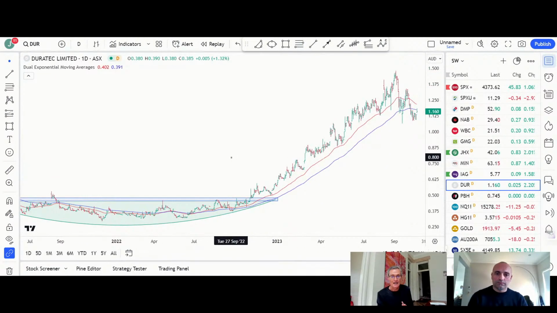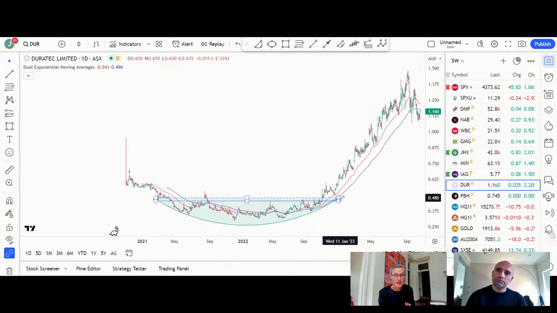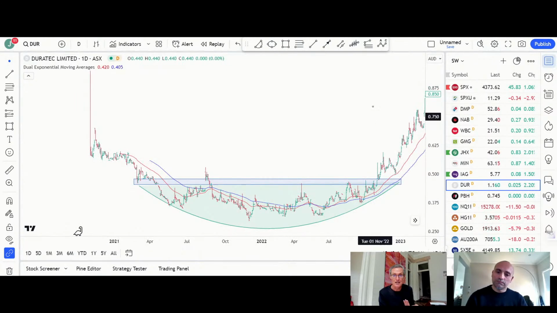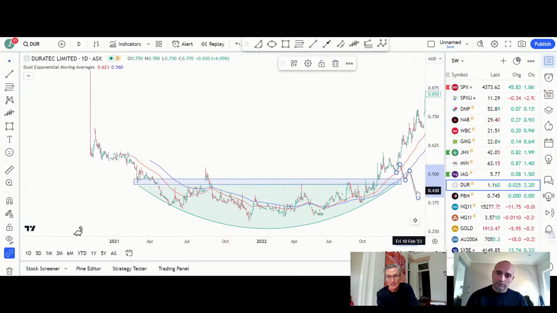That's not to say IAG is going to do that, because nothing is perfect, but we're looking for setups that have the potential to do something interesting, and then we're managing risk around it. Some of these will fail. IAG might fail. It might not do what Duratec's done. Instead, it could just start to fail around the moving averages and then break back down. That will always happen, but that's where you have your exit stop. So you get in, you take a relatively small loss, and you move on. That's when they don't work.